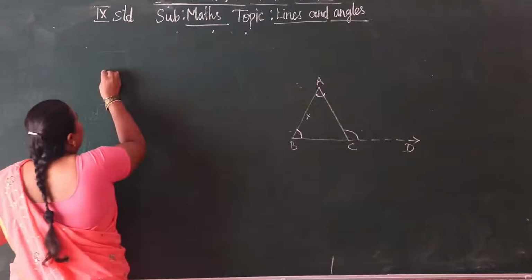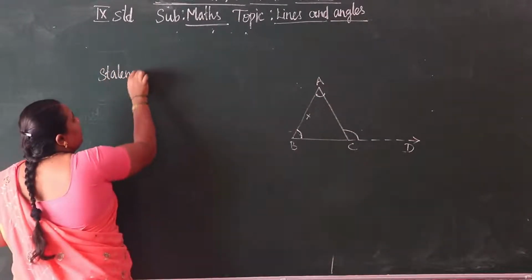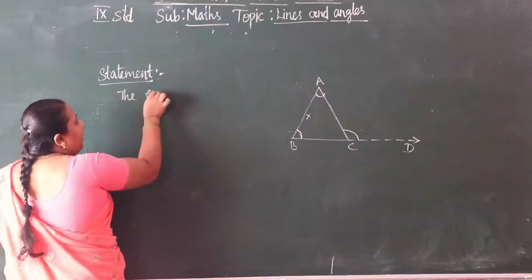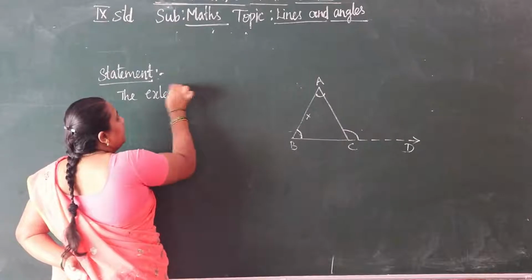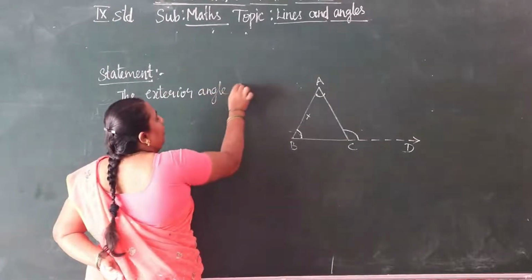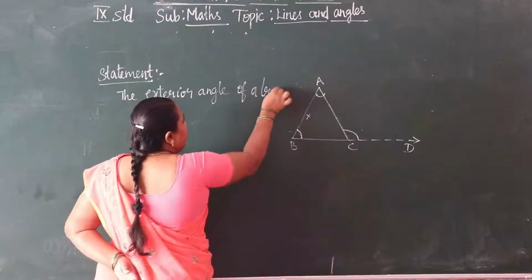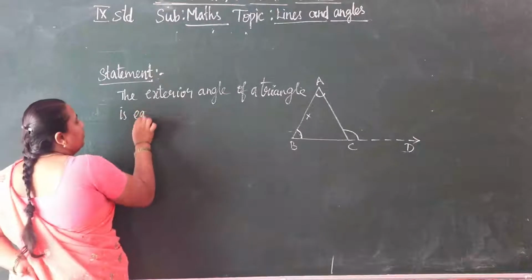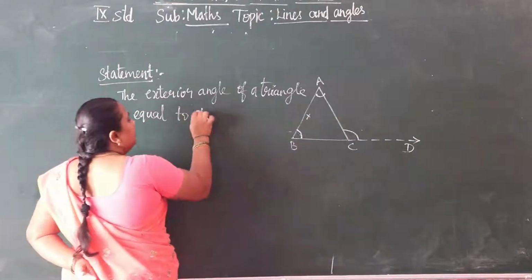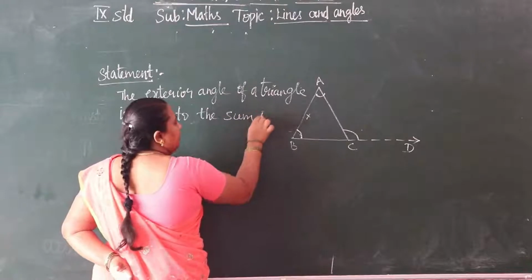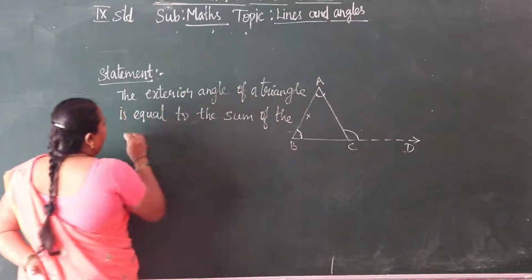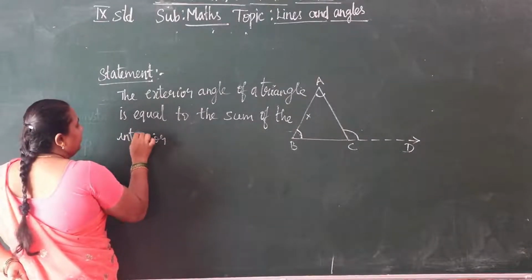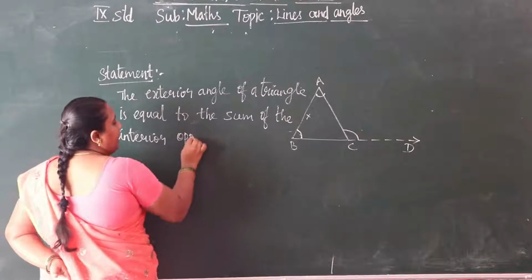Let us write the statement. Now say with me, what is the statement? The exterior angle of a triangle is equal to the sum of the interior opposite angles.